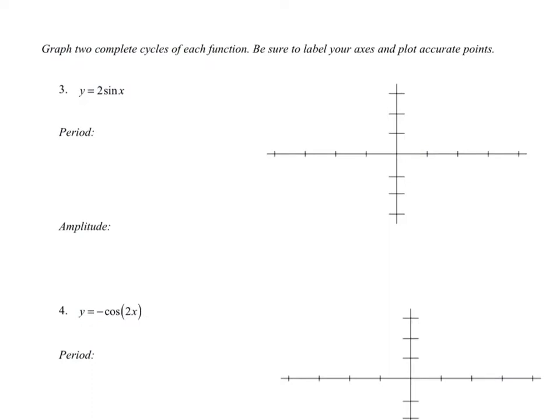Now we're going to do some examples of graphing sine and cosine functions that have changes in their period and amplitude. So remember, in general, y equals a sine of bx, or y equals a cosine of bx. The amplitude is going to be the absolute value of a, and the period is going to be 2 pi over b.